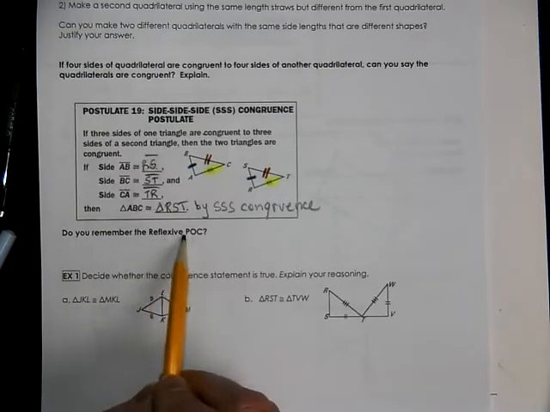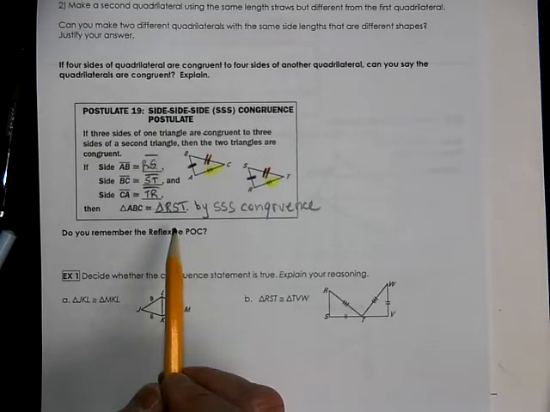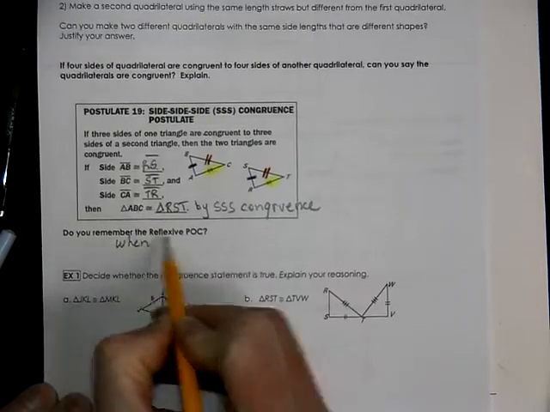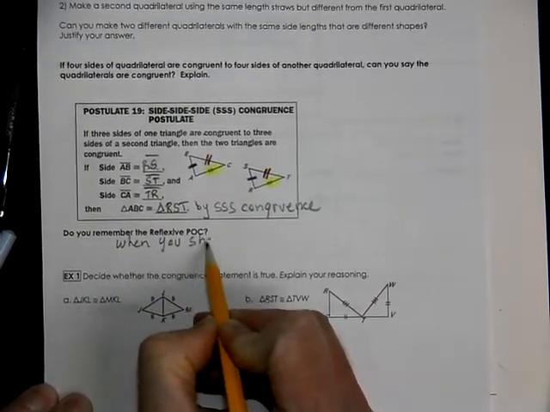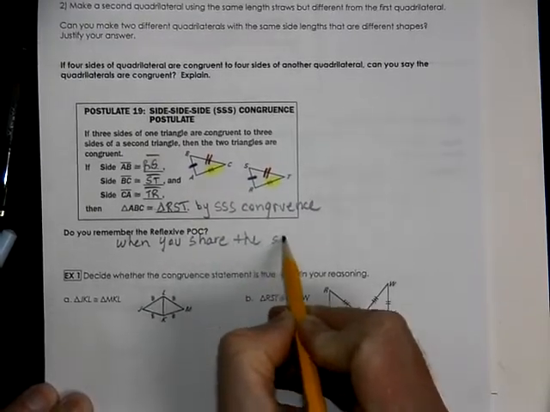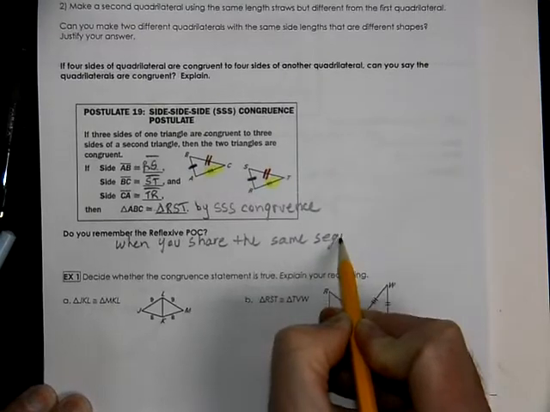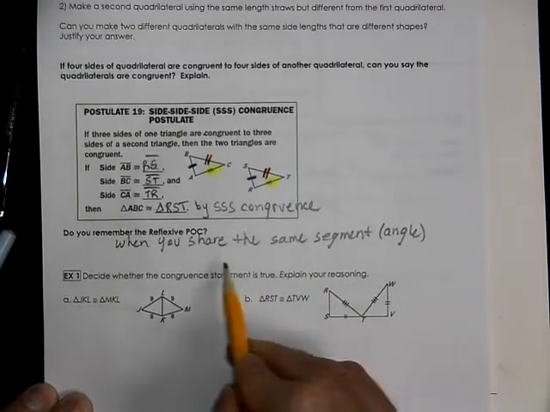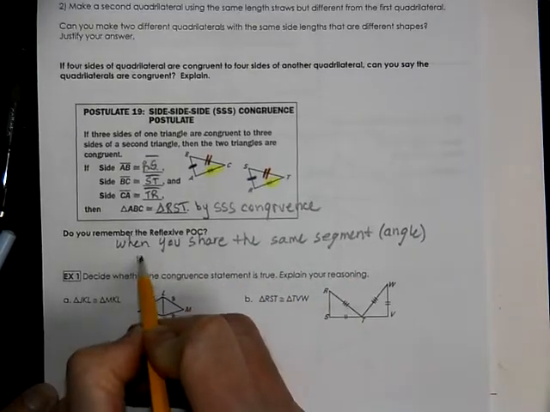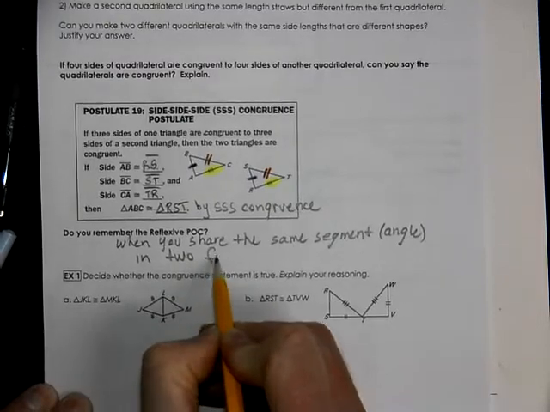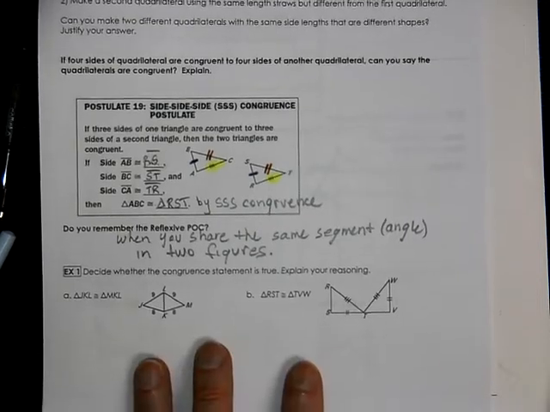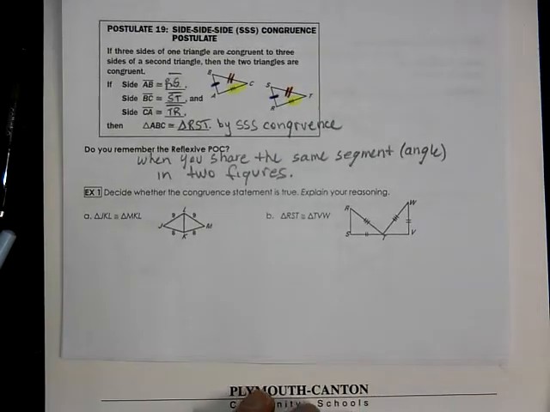Something we're going to talk about is the reflexive property. The reflexive property is when you share the same segment in two different pictures. It can even be an angle, a segment or an angle, shared in two figures. That is the reflexive property.